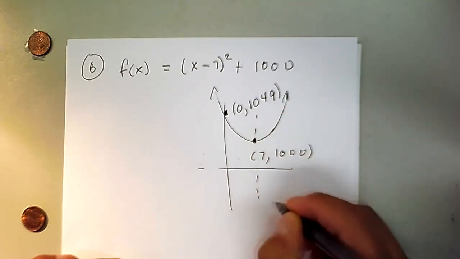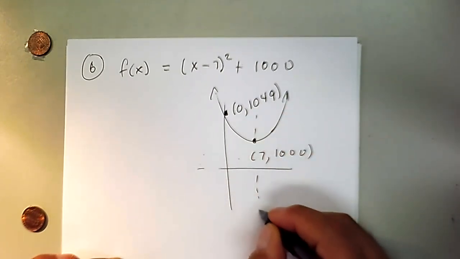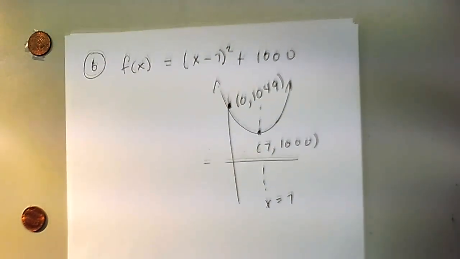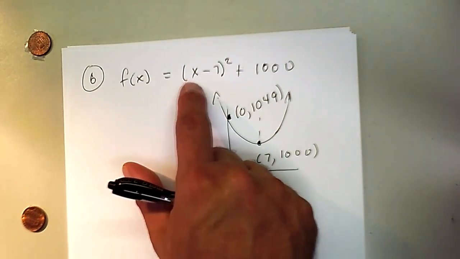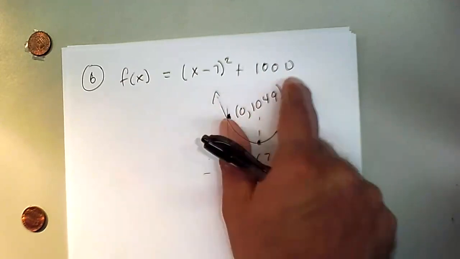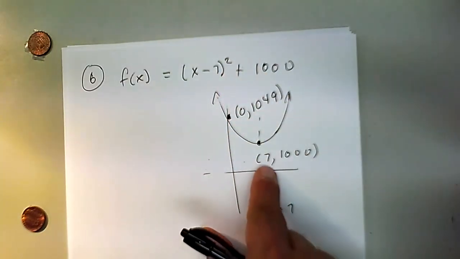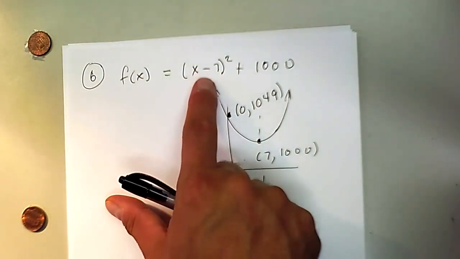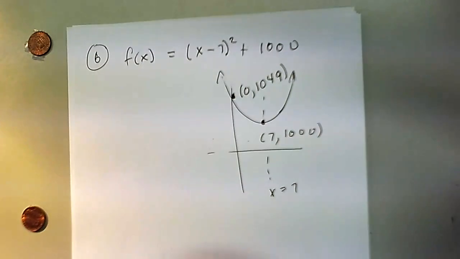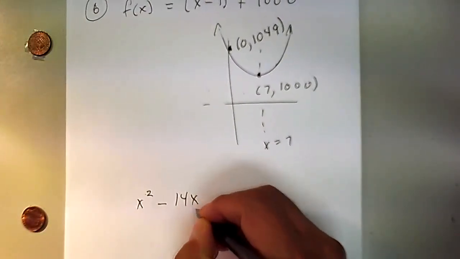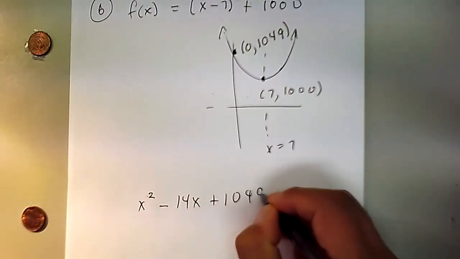The vertical axis would be x equals 7. Now, if we already have the equation in this form, we can right away tell where the vertex is: (7, 1,000). But oftentimes we're not given the formula this way. We're given the formula as x squared minus 14x plus 1,049.